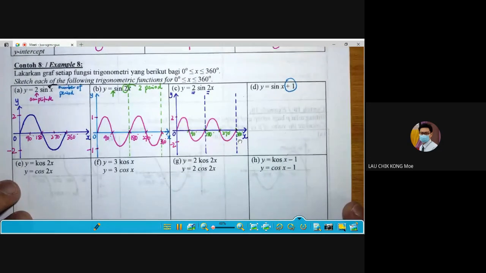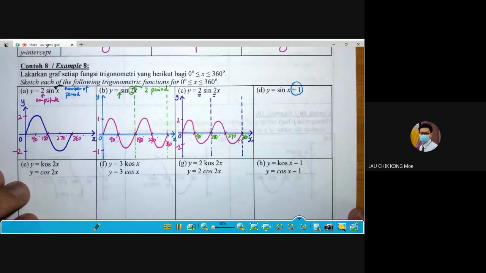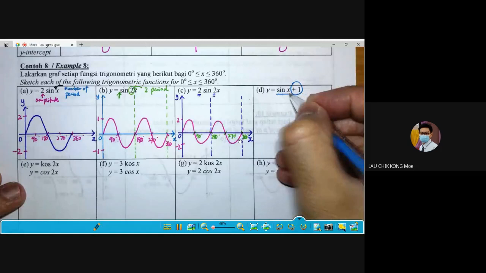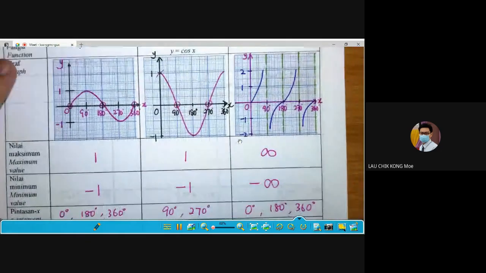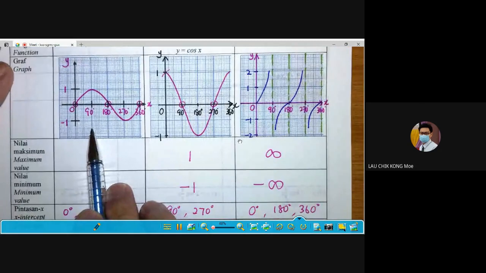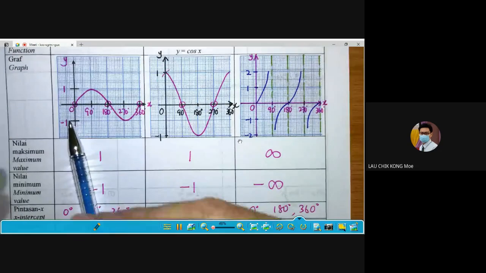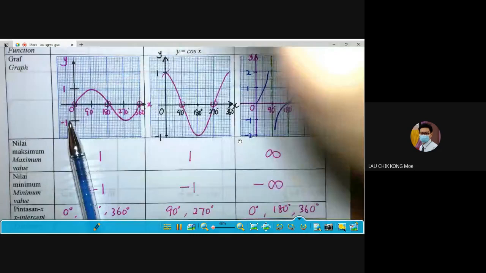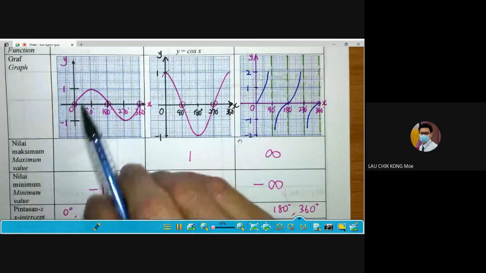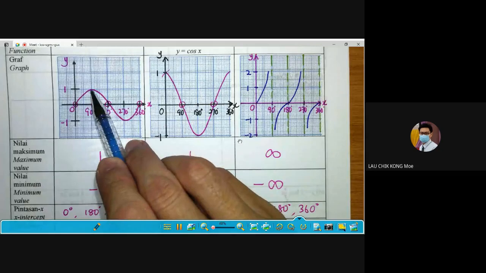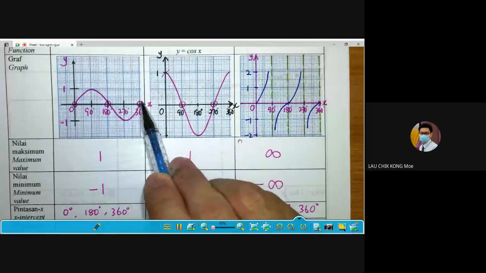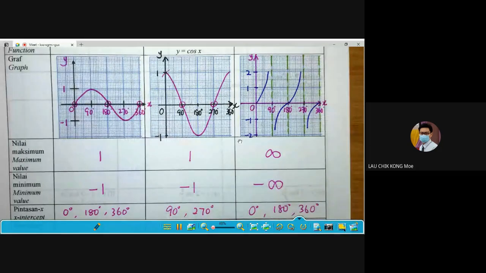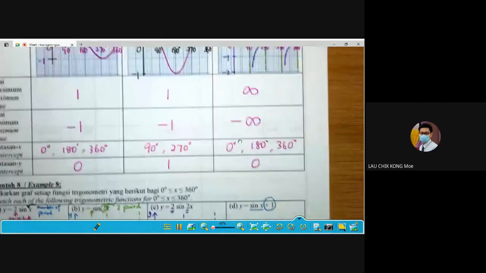So first of all, we need to look at what our original graph is. The original graph is sine x. If you look at the first example 7, this is the original graph. And now the graph is moved 1 unit above. So 0 becomes 1, 1 becomes 2, 0 becomes 1, -1 becomes 0, 0 becomes 1. All move 1 unit above.